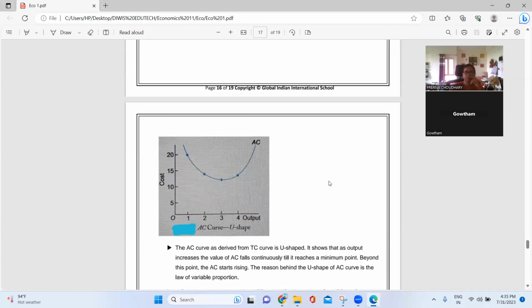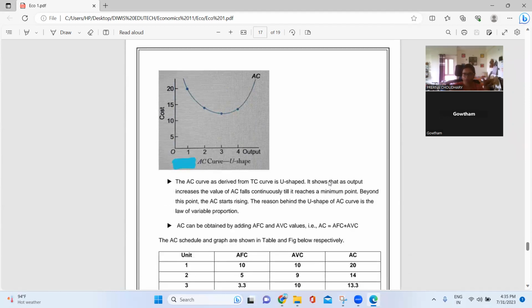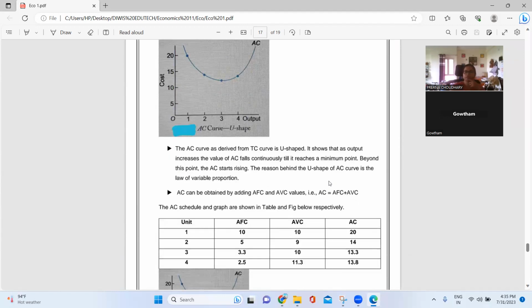Curves are important. Remember the curve, that AC is a U-shaped curve. The average cost curve as derived from the TC curve is U-shaped. It shows that as output increases, the value of AC falls continuously till it reaches a minimum point. As the output is increasing, average cost will keep on falling, but up to a limit. Beyond this, the AC starts rising. The reason behind the U shape of the AC curve is the law of variable proportion.